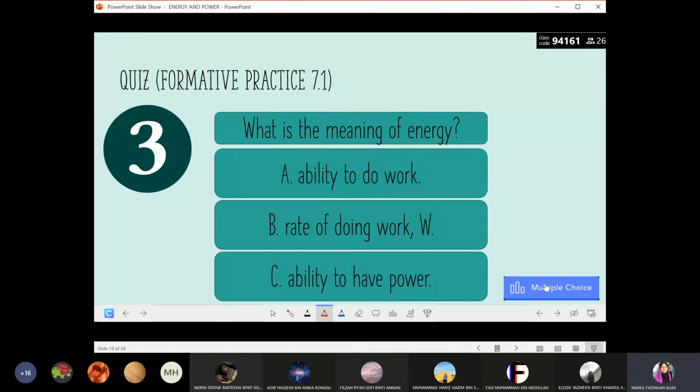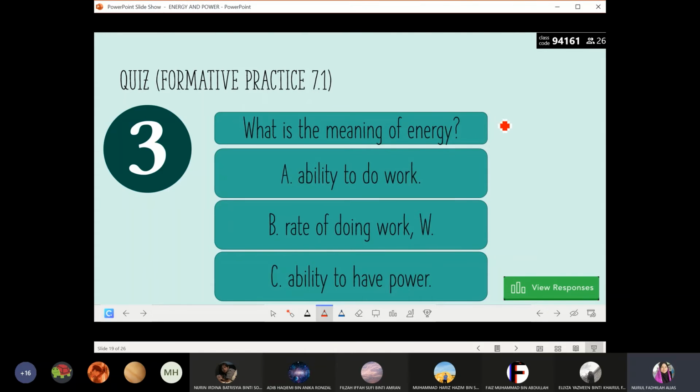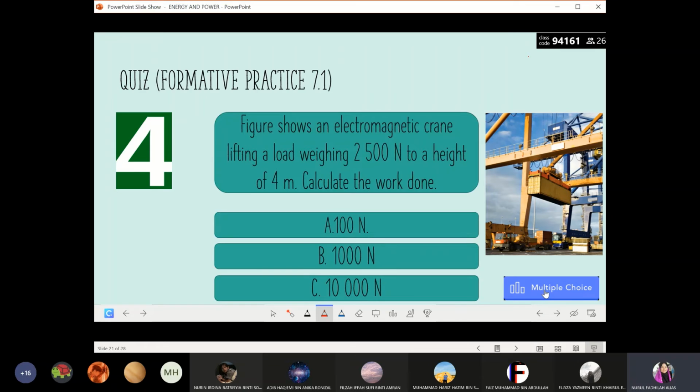Okay, what is the meaning of energy? Now, give me your answer. Everyone got it correct, but 3 people got it wrong. Okay, the figure shows an electromagnetic crane lifting a load weighing 2,500 Newton to a height of 4 meters. Calculate the work done.